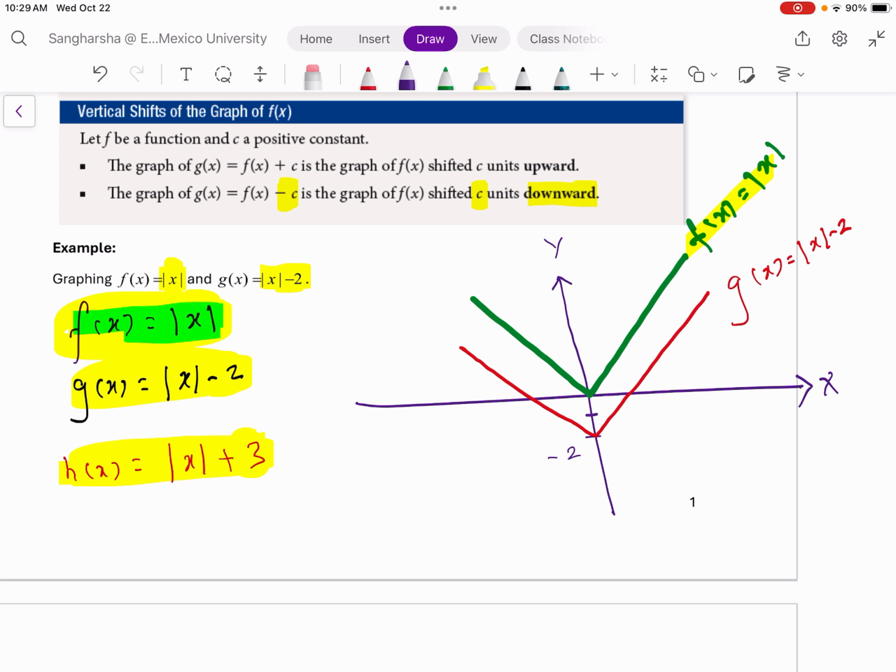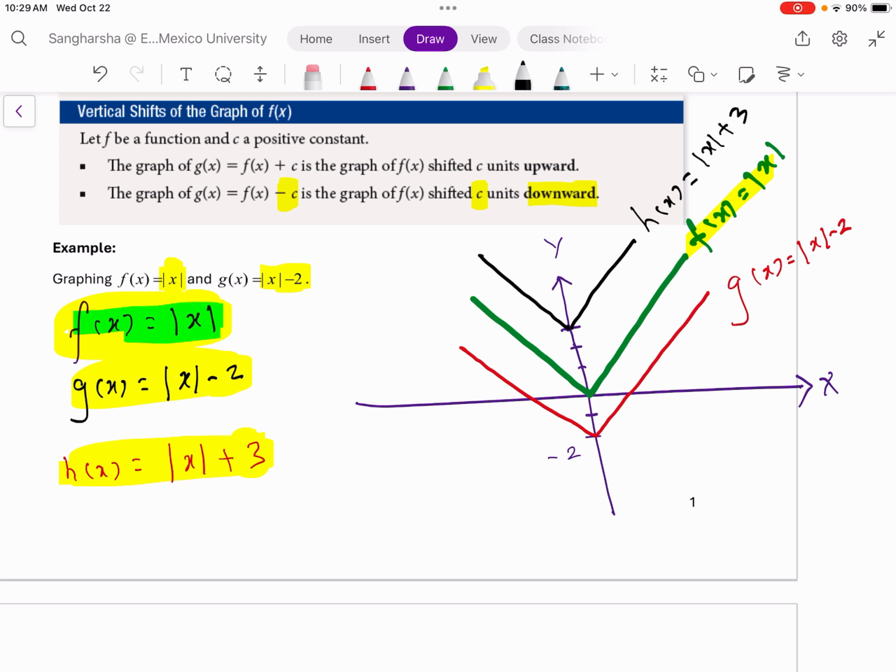So let's move this graph of the basic function up by 3 units. So 1, 2, 3. So we draw the v-shaped graph at 3. So this is our h of x, absolute value of x plus 3. So adding a number to a function means you are moving your graph vertically up. Subtracting a number from a function means you are moving your graph vertically downward. So this is the vertical shift of a function f of x.